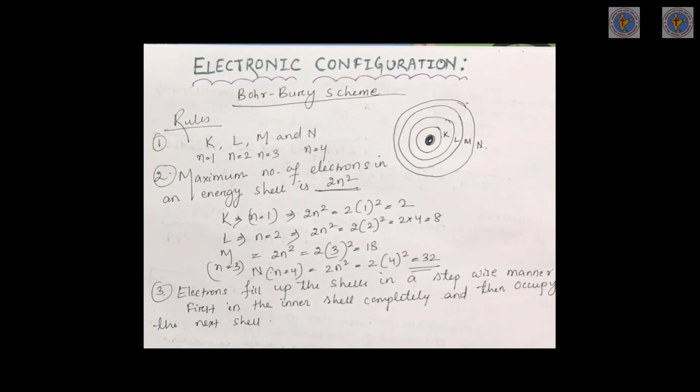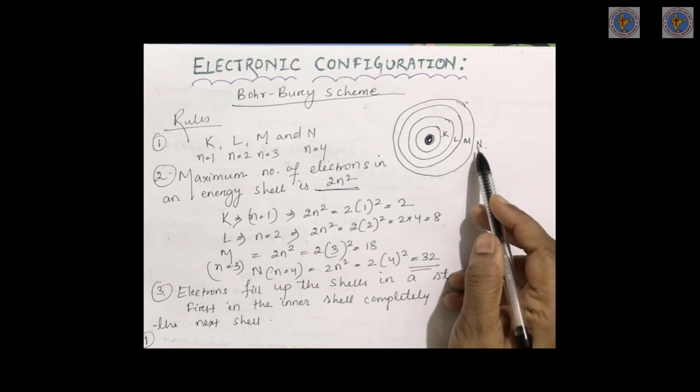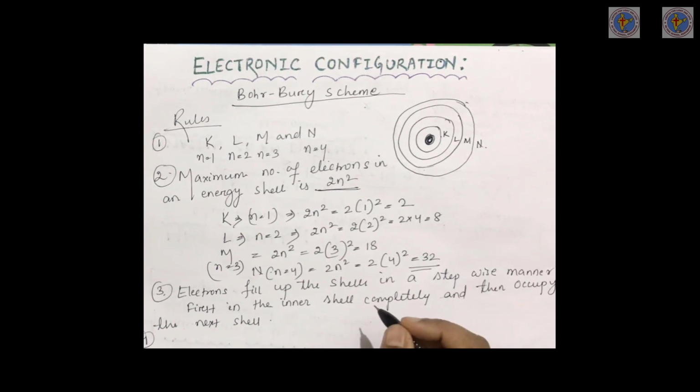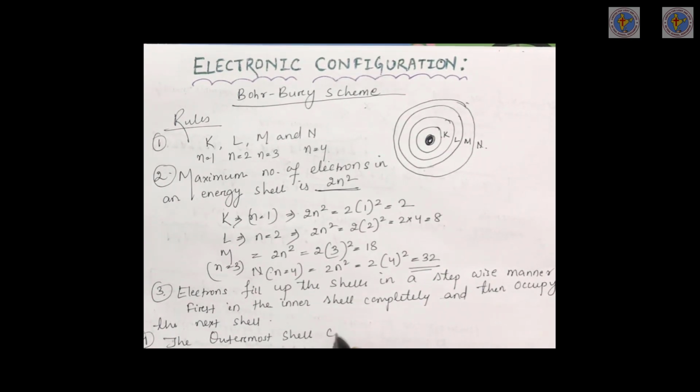Now, the number of electrons which can be accommodated in the valence shell. Here the valence shell is N. That means the outermost shell is called the valence shell. So the number of electrons in the valence shell should be 8, and it should not be more than 8 electrons. The outermost shell can contain only 8 electrons.